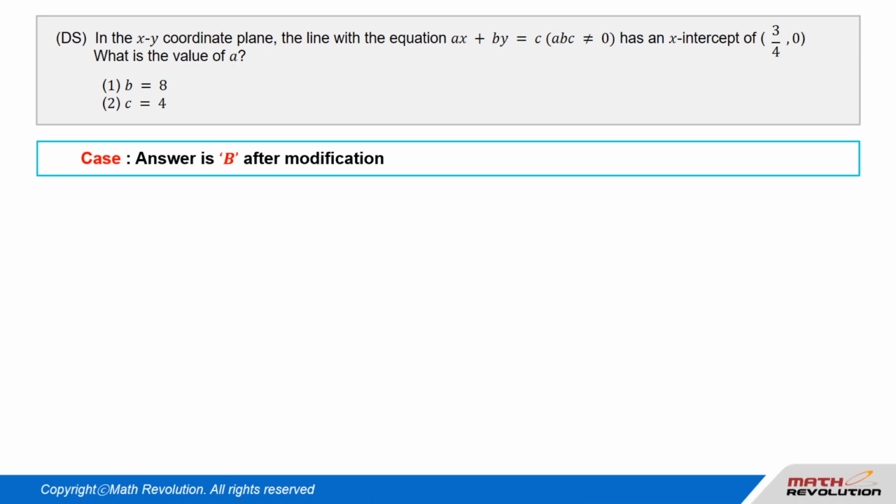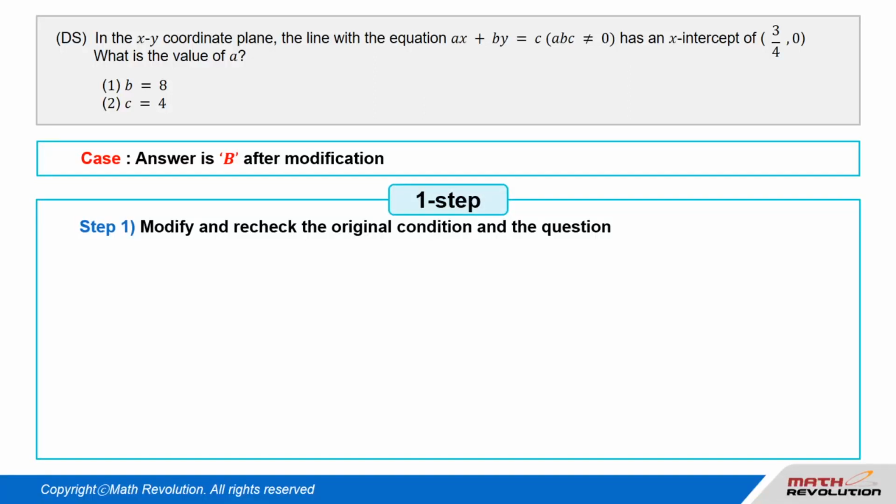Solution. Now we will solve this DS question using the variable approach. Cases where the answer is B after modification. We will now look into the cases where the answer is B after following the first step of the variable approach: modify and recheck the original condition and the question to suit the type of information given in the conditions.